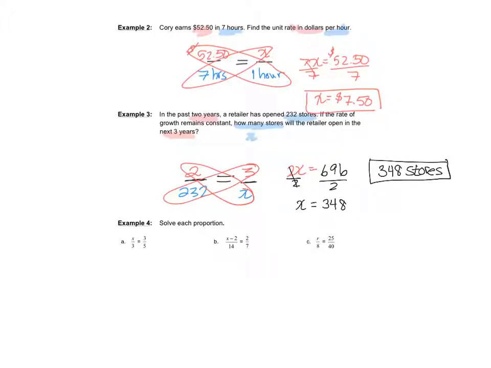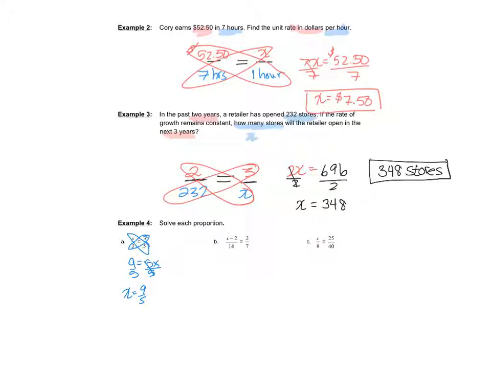Okay, in example 4, we've already been doing this, solving proportions. We're just going to be cross multiplying. So 4a, we would multiply 3 times 3 and 5 times x. So I get 9 equals 5x. Solve for x by dividing both sides by 5. And x equals 9/5. You can leave your answer like that, or it's 1 4/5 or 1.8.